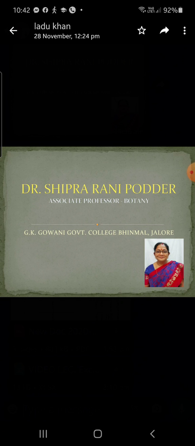A motile cell may have either one or both of the above mentioned types of flagella. It is a specific character. If all the flagella of a cell are similar, it is known as isokont. When dissimilar, it is known as heterokont.